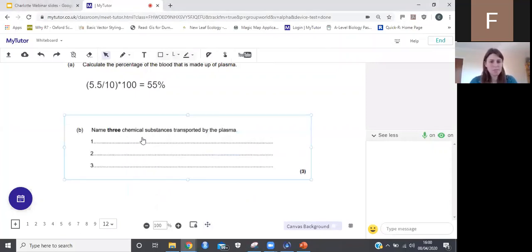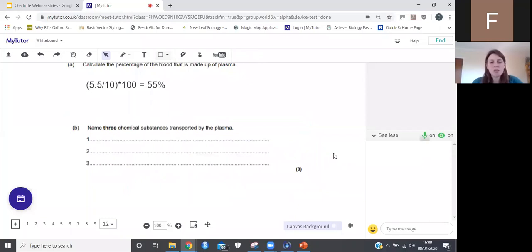Okay, here's part B. Name 3 chemical substances transported by the blood. Gosh. You can have any from a long list here. This is a 3-mark question. So it's 1 mark per substance transported by the blood. Note they're saying chemical substances here. So this isn't parts of the blood. This is substances that are transported by the plasma within the blood. Okay, so what's transported in the plasma?